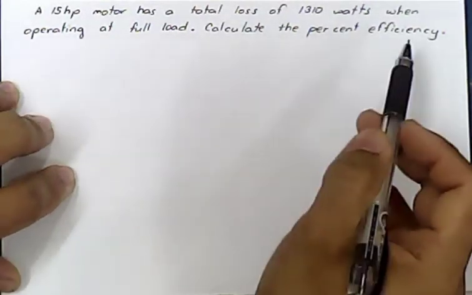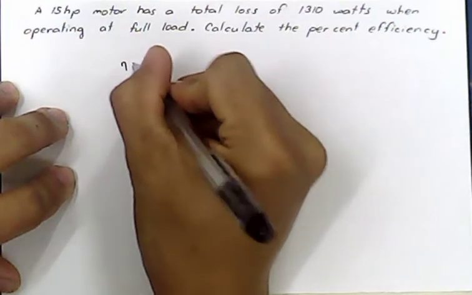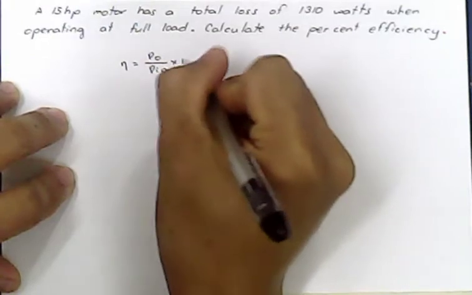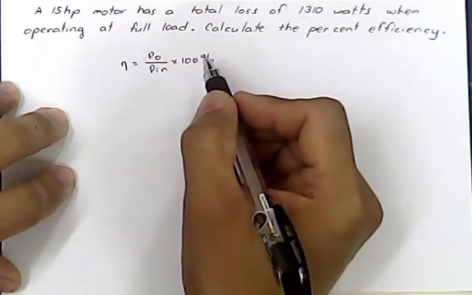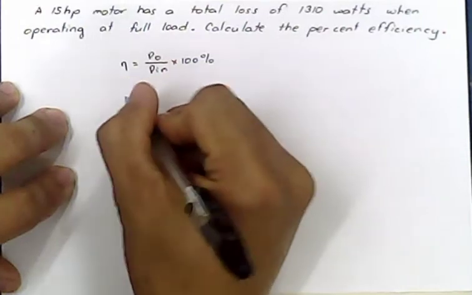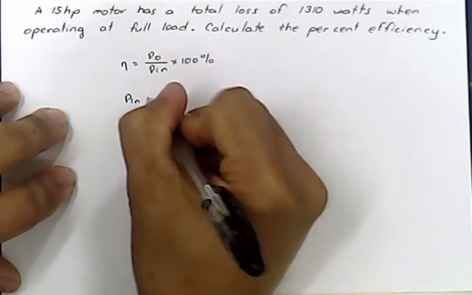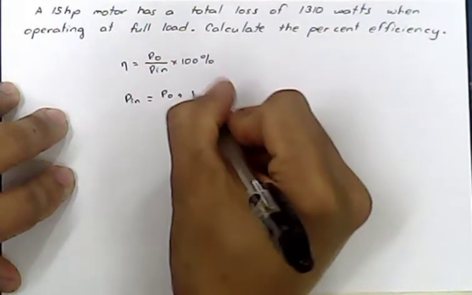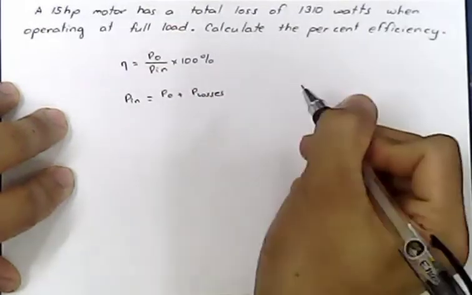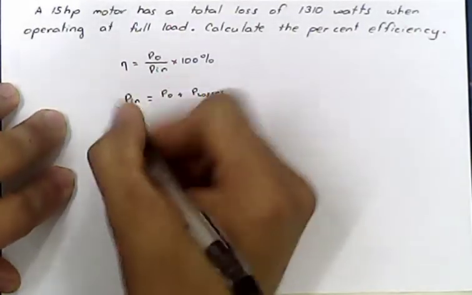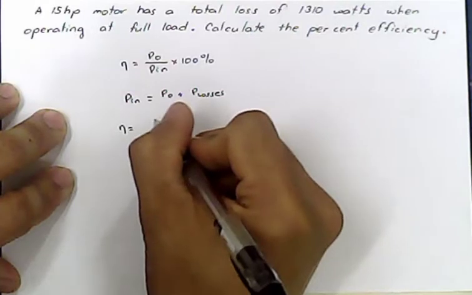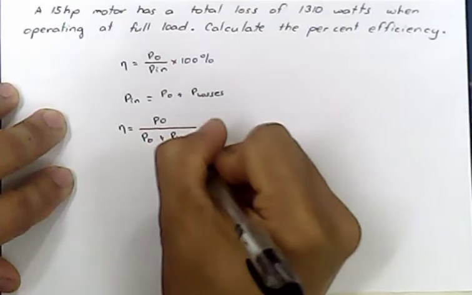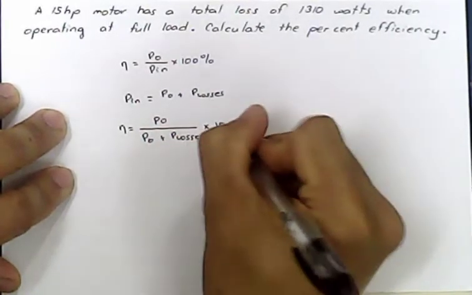Calculate the percent efficiency. The formula for percent efficiency is power output divided by power input times 100%. Ngunit gaya ng formula na ginagamit natin for DC generators, power input equals power output plus power losses. Pwede nating i-rewrite tong formula na ito in percent efficiency, power output, divide this by power output plus the power losses times 100%.